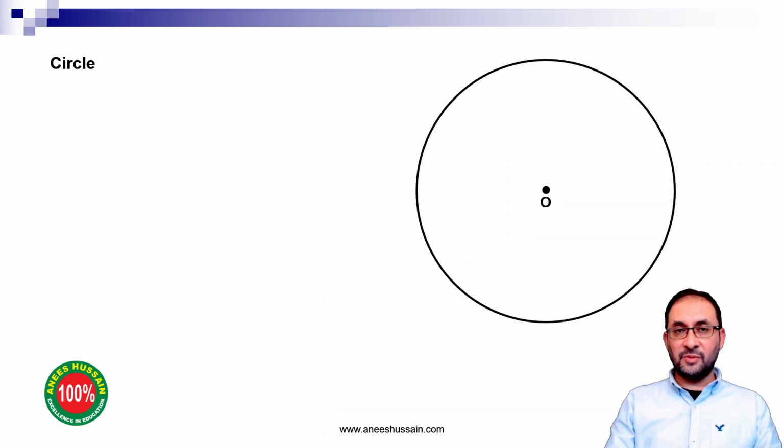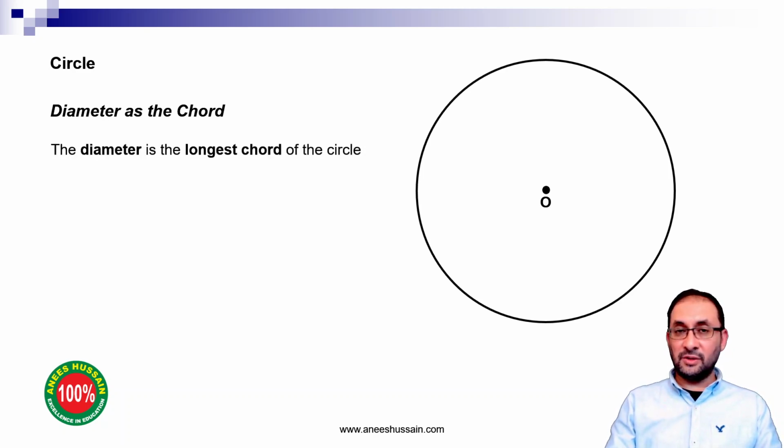The next important property is one of the most commonly tested properties in admissions tests, and that is related to the diameter as the chord of a circle. Remember, the diameter is the longest chord of the circle.